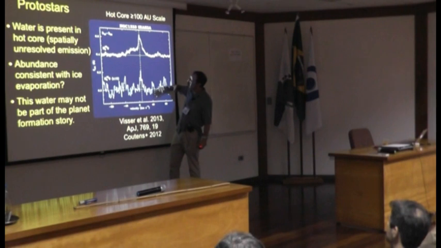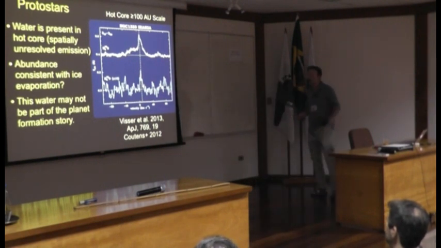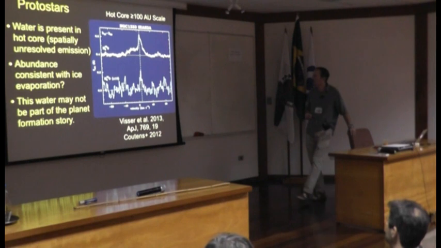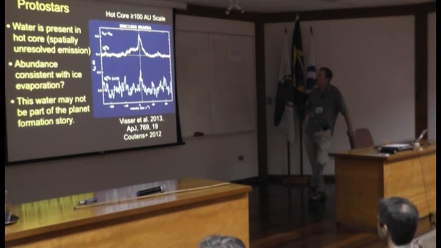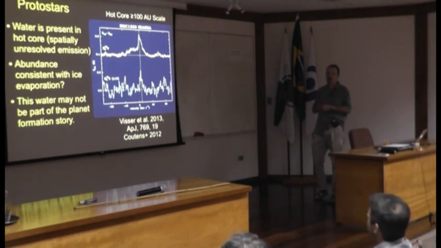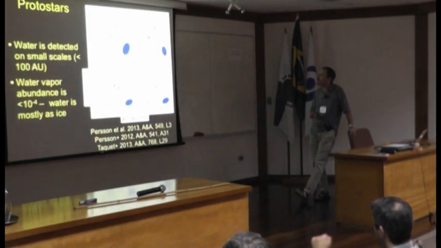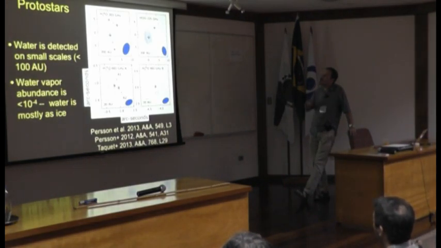So we go to the lesser abundant isotopes, and we get this 5 sigma maybe detection. This took a lot of time. This, I think, was 40 hours or something, observation with the Herschel Space Observatory. This abundance is consistent with ice evaporation, but we don't know whether this infalling material will make it to the disk or not, depending upon when the envelope dissipates. So we want to go to smaller scales, less than 100 AU.